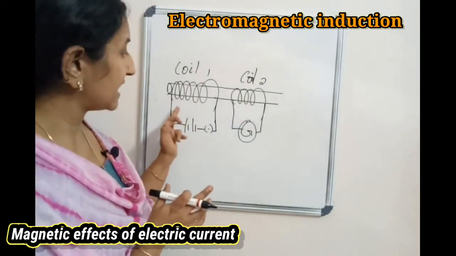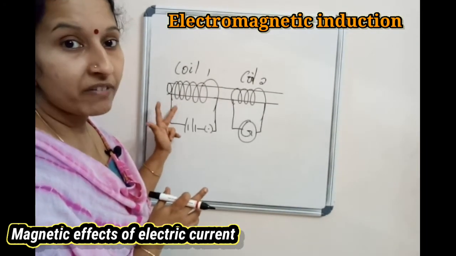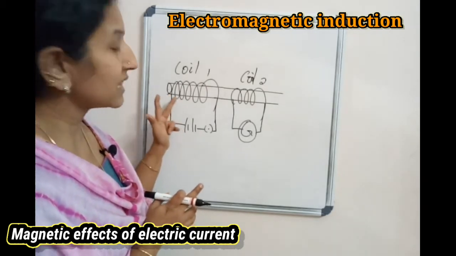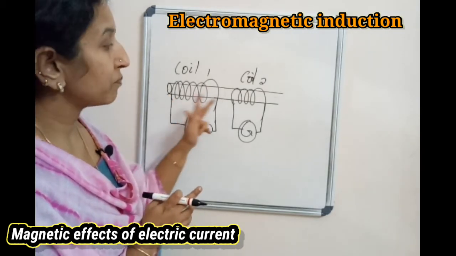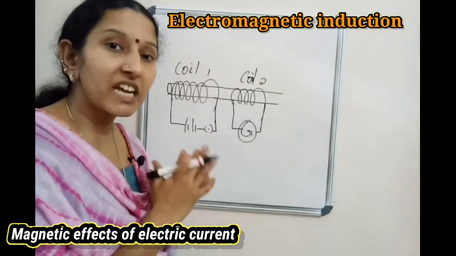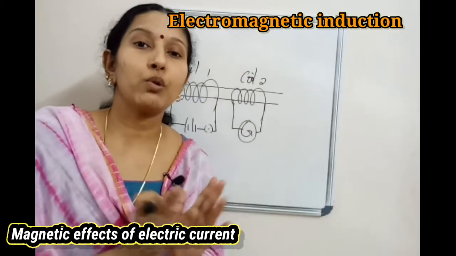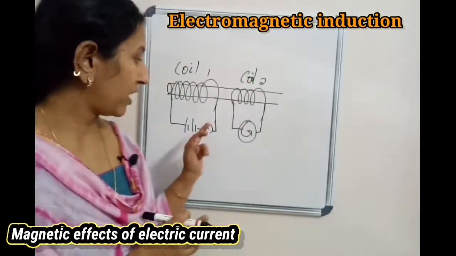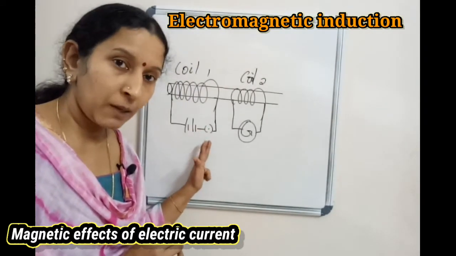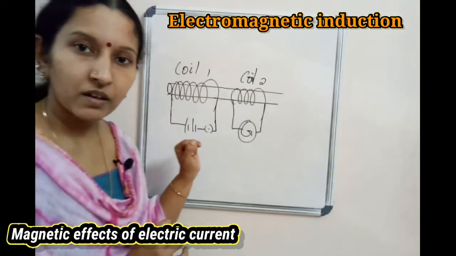So when there is change in the current of the primary coil, the magnetic field associated with it also changes. The change in the magnetic field of the primary coil changes the magnetic field of the secondary coil. So that changing magnetic field generates current. That current is induced current. Clear? So when we plug the key in or switch off the key, there is change in the current inside the primary coil. Correct now?